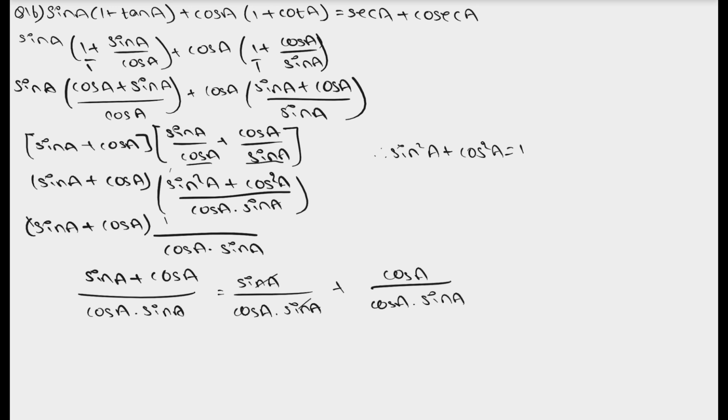So sin and sin, cos and cos get cancelled. The remaining values are 1 by cos A plus 1 by sin A. And we know the inverse of cos is nothing but secant, and the inverse of sin is nothing but cosecant. This is our required RHS value.